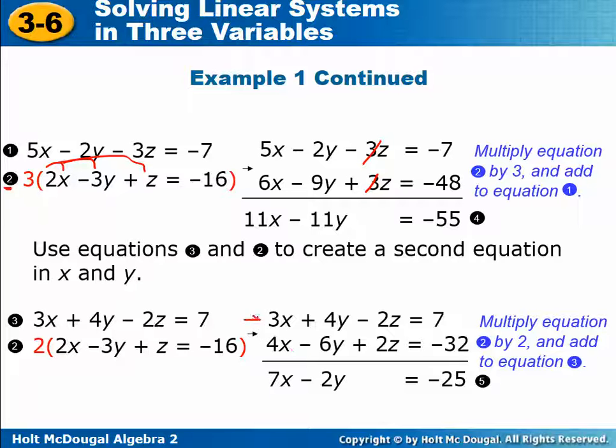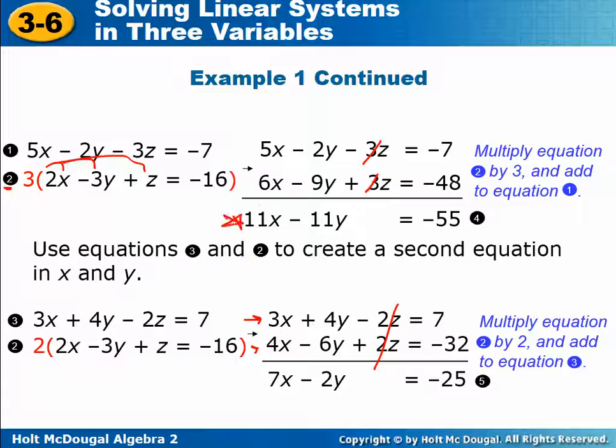So here's the number 3 equation just written again. The number 2 equation, I multiplied everything through by 2 to get this: 4x minus 6y plus 2z equals negative 32. And then we add. 3x plus 4x is 7x. 4y minus 6y is negative 2y. The z's cancel like we wanted it to. That's what we were doing. And then 7 minus 32 is negative 25. We can call this number 5 equation.